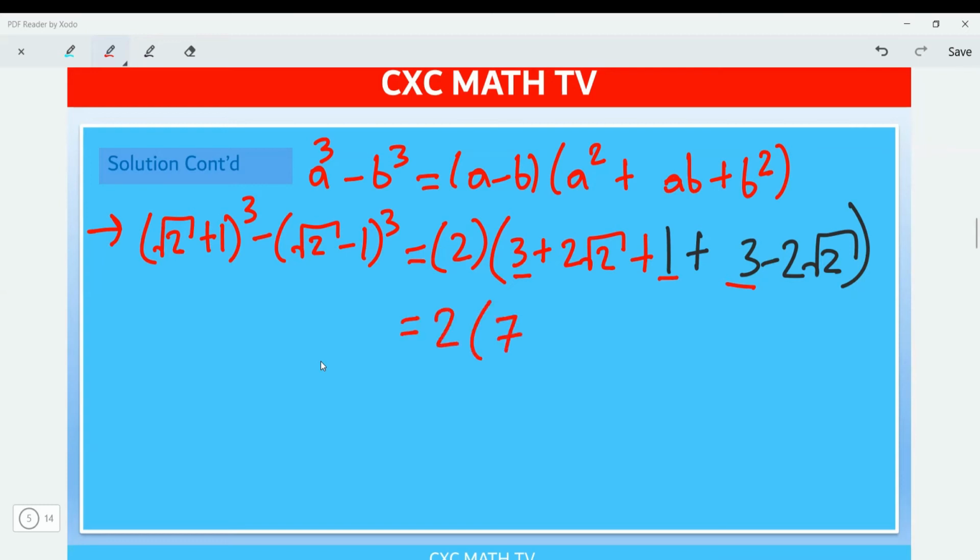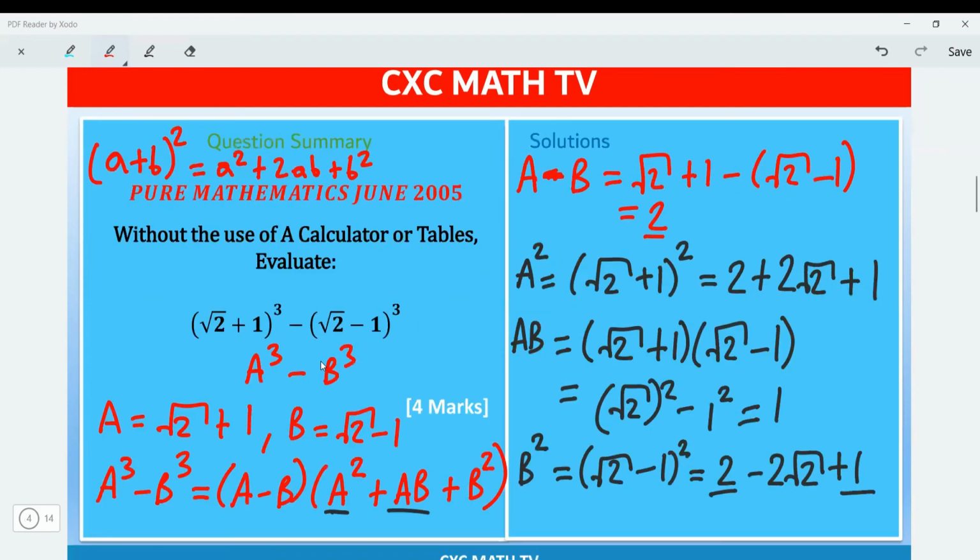But if you look closely, look at this. 2 root 2 minus 2 root 2 is 0. So this works out to be 2 times 7 plus 0. And that works out to be 2 times 7, which is 14. So that's the answer right there, 14, without using a calculator. Brilliant. So this answer works out to be 14.